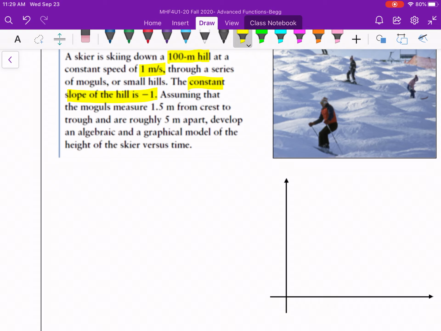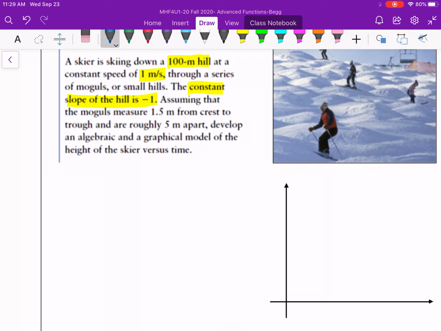Okay, so there's two things going on. One of them's pretty easy. That's the 100-meter hill and going down traveling at 1 meter per second, right? So if we think about the height of the skier just going down the hill, excluding the moguls, we could call it h at t, and we would get 100 meters, and then they go down 1 meter per second, so minus 1 meter per second.